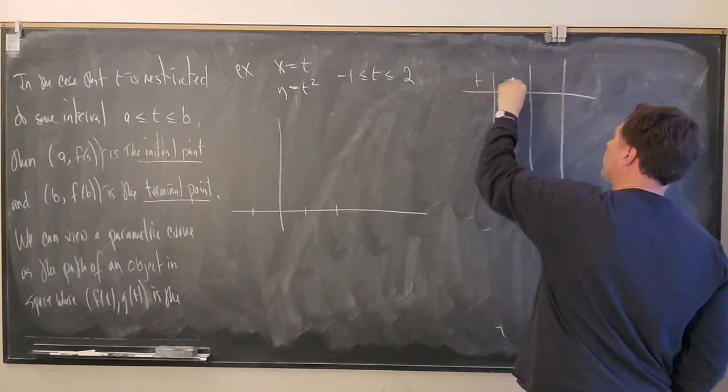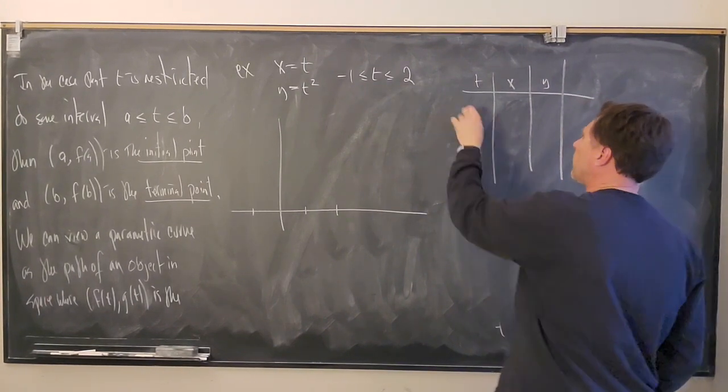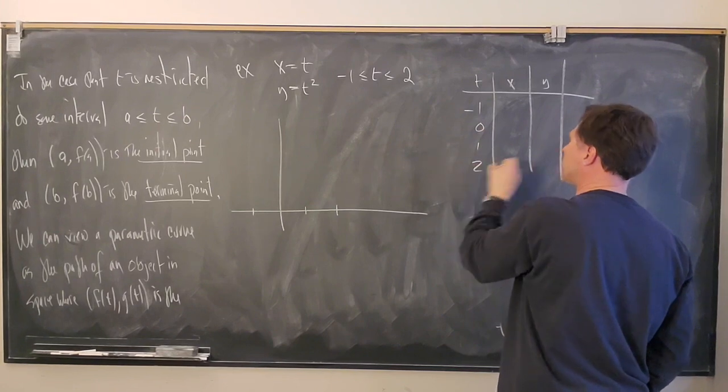So I'm going to label this. I'm going to have 3 columns here. I'm going to label them t, x, and y. And then we just plug in. So I'm going to plug in -1, 0, 1, and 2.